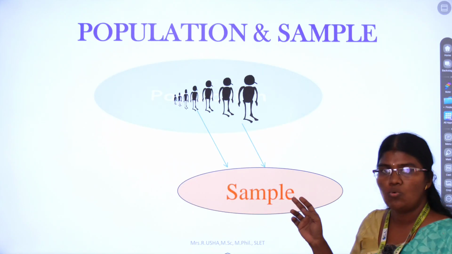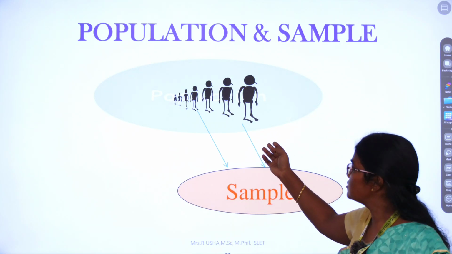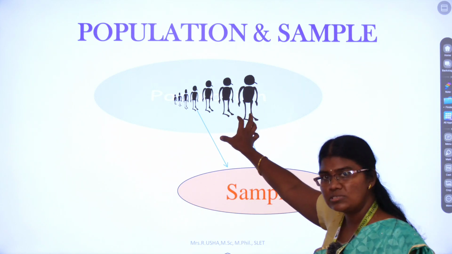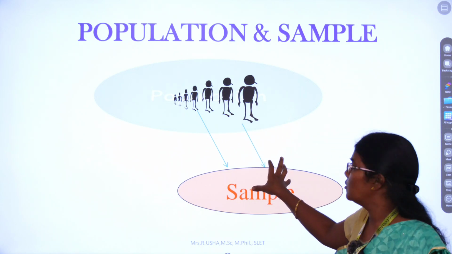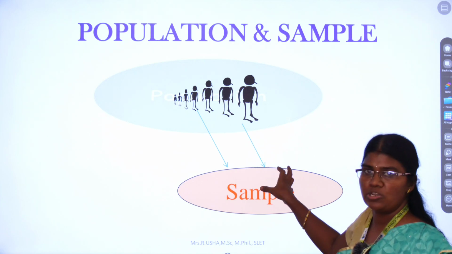So first we define what is meant by population and sample. Population represents a group of individuals. From this we select a part of the population, which is called a sample. So it is a subset of the population.